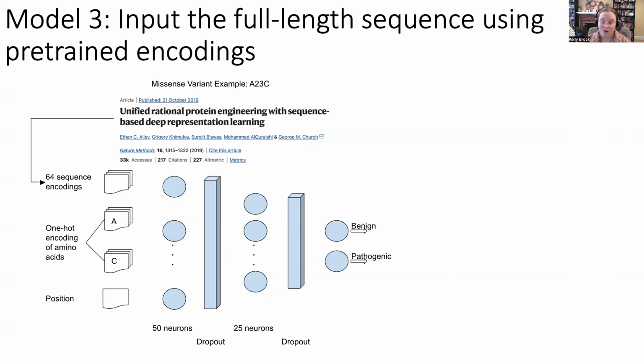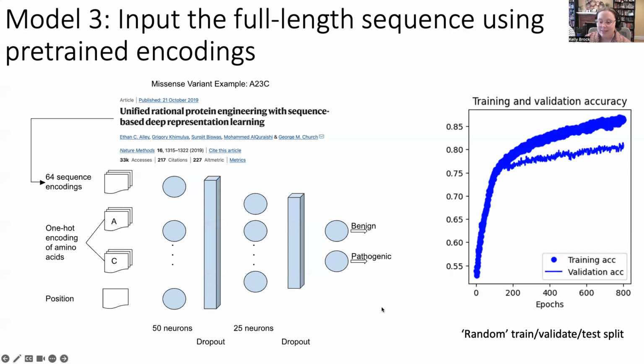to 64 encodings. We're also going to put in information similar to Model 1 about what the original wild type amino acid was and what we're changing it to. We're also going to put in information about where exactly in the protein sequence that missense variant is located. This model actually had the best performance out of all three models.